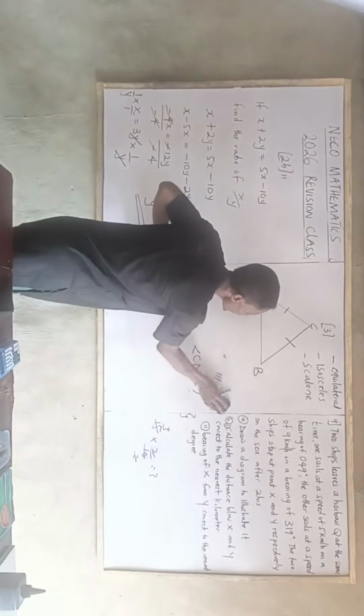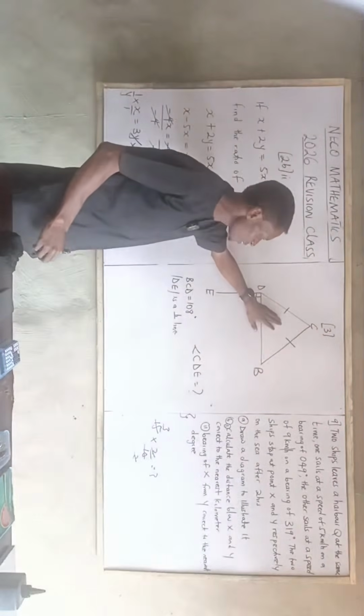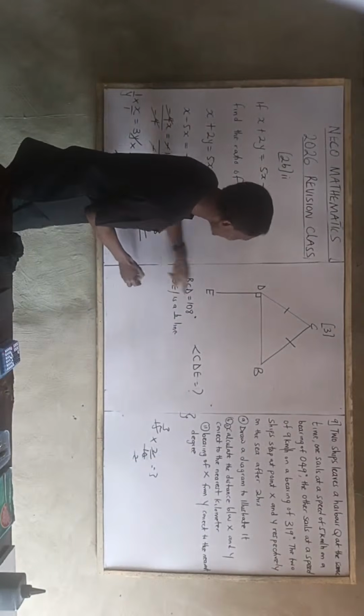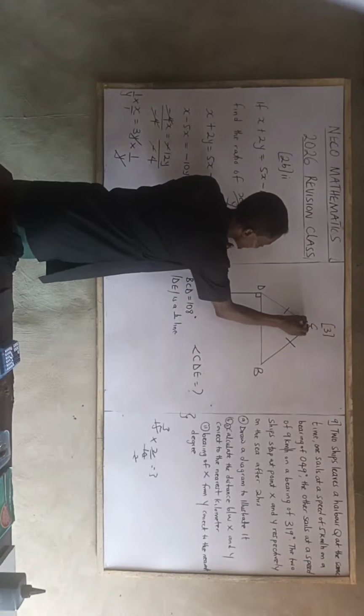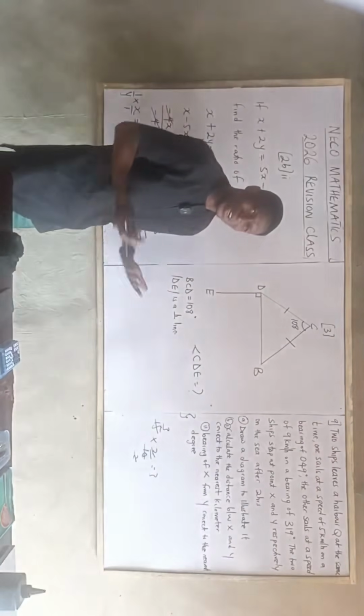All right. Now here we're told that BCD is isosceles, and we're given BCD, that is this angle here, as 108 degrees. Then we have to find CDE. Quite direct and easy.